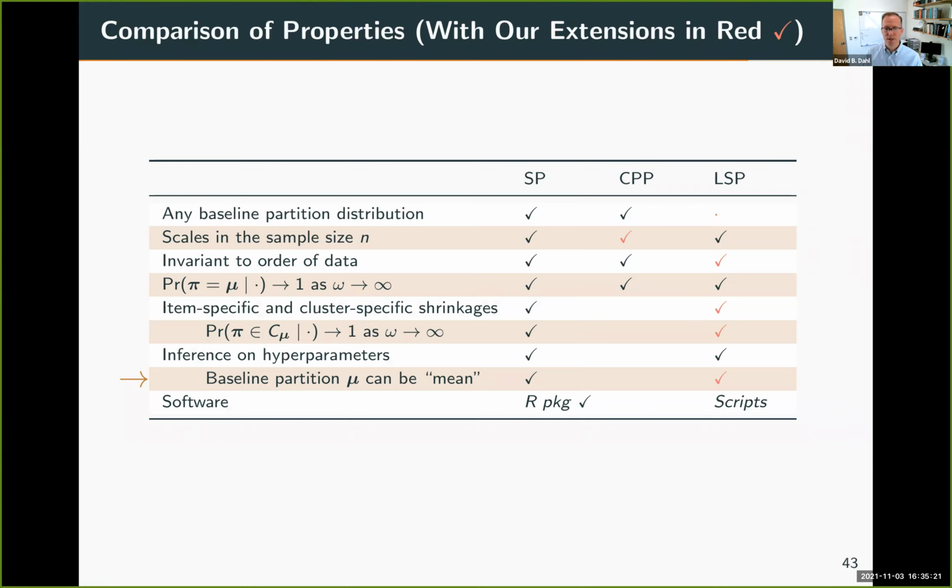The same could be said for the LSP. That is, we would advocate when using the LSP that you also consider using a random shrinkage as opposed to fixing it as they do in their examples. Finally, we're providing an R package that implements our shrinkage partition distribution. And in fact, we also implement the CPP and the LSP in our package that you could then use for comparisons.